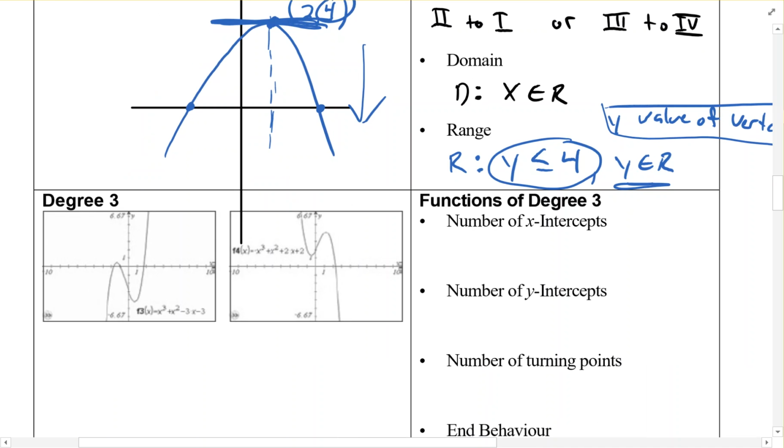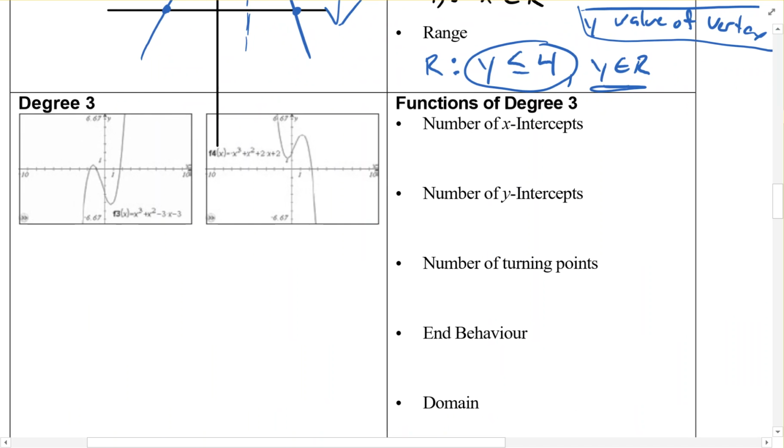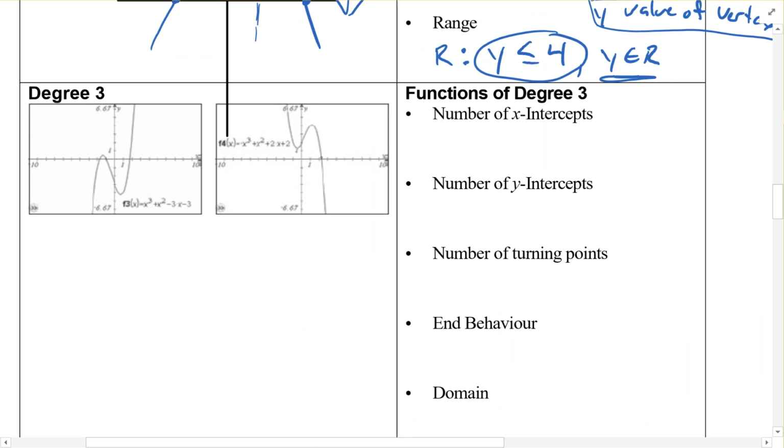All right, moving on. So degree 3. Degree 3 ones are ones that are going to do a squiggly like this. It's going to go up and down and whatever, right? So number of x-intercepts, if you think about it, well, this one only has 1. Is there a way you could ever have 0? No, there won't, because it doesn't turn and then go back up from where it came from, right? So there's no way it can miss the x-axis. It's going to have to hit the x-axis. So it's got at least 1.